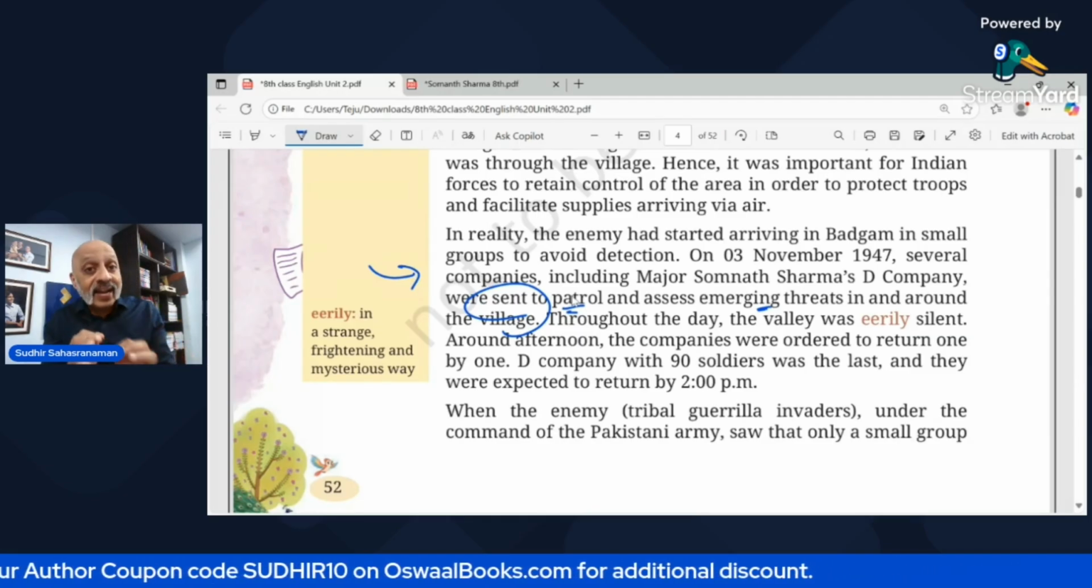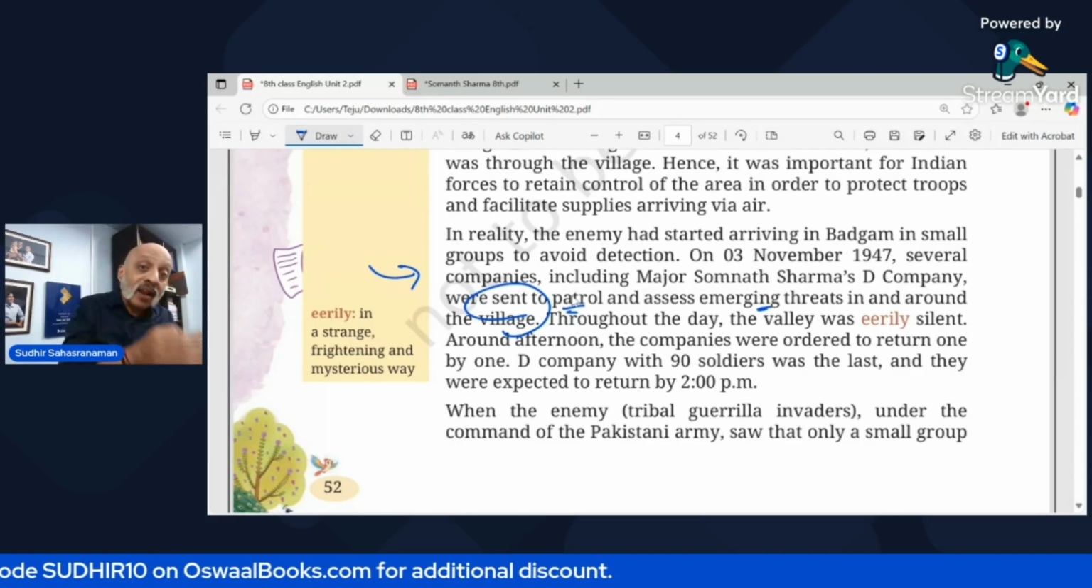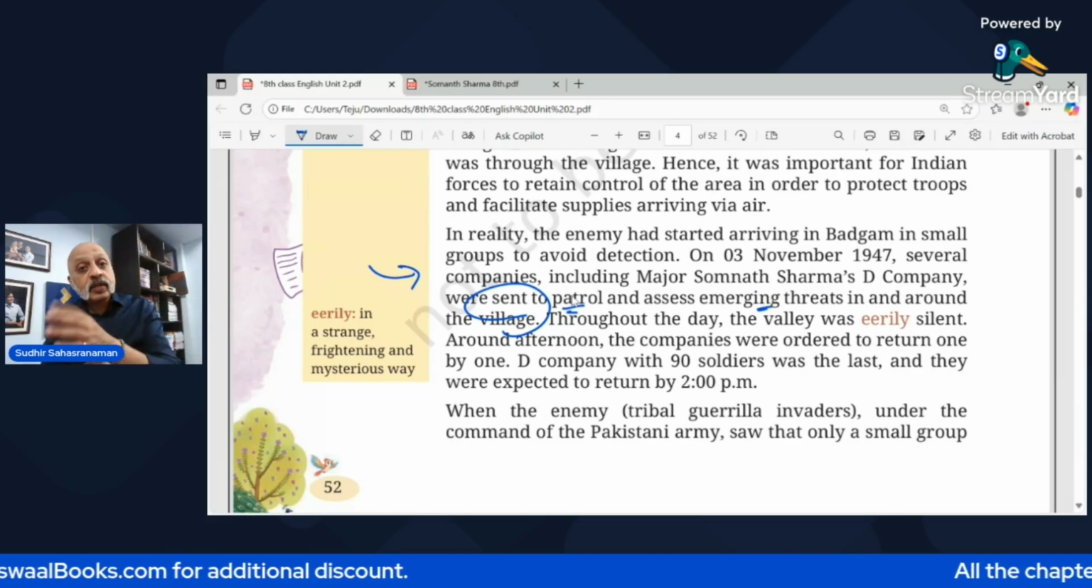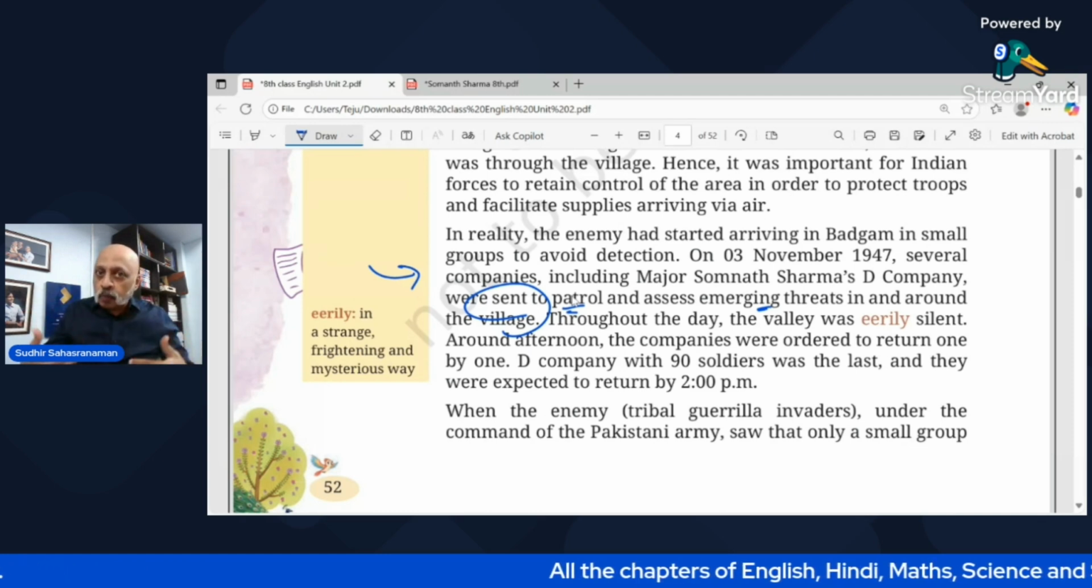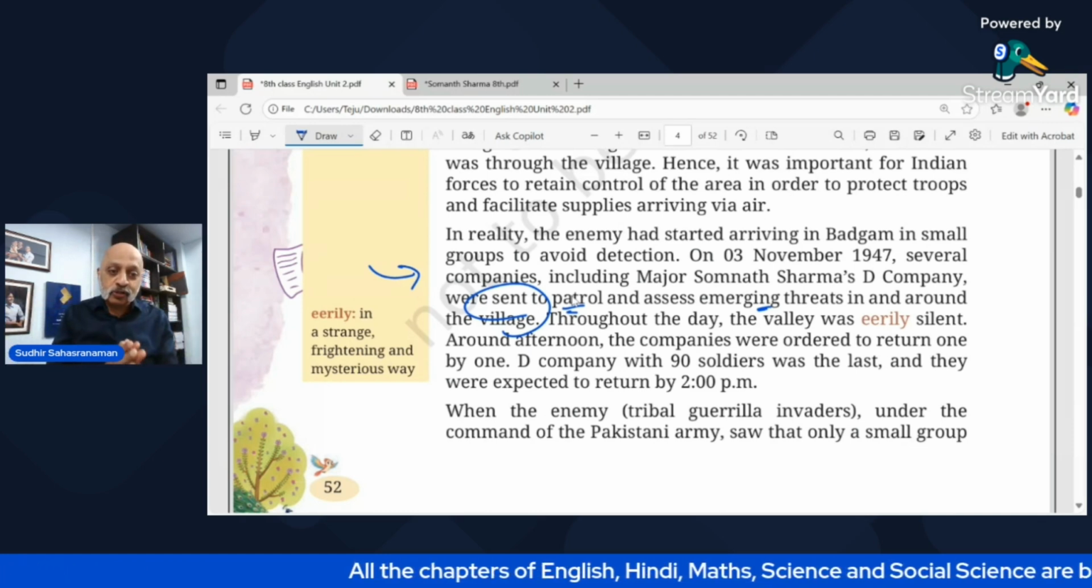B Company had 90 soldiers, and that was the last one to return. They were expected to return by 2 o'clock in the afternoon. Okay, I hope you have understood. I hope you're feeling interested in the story also.